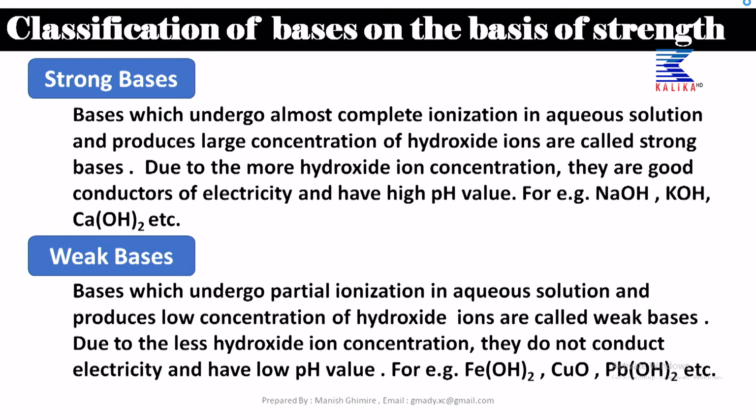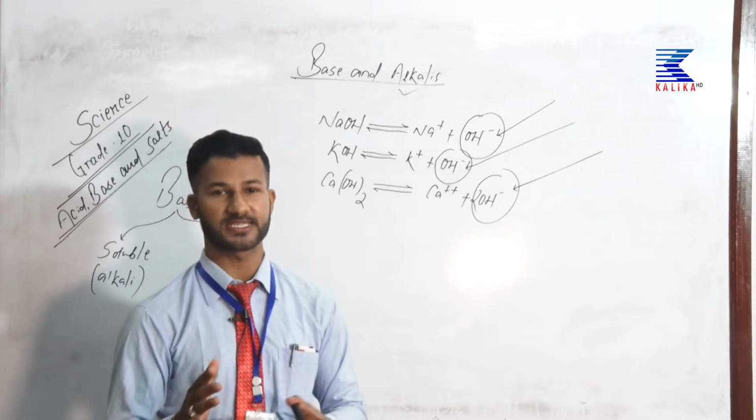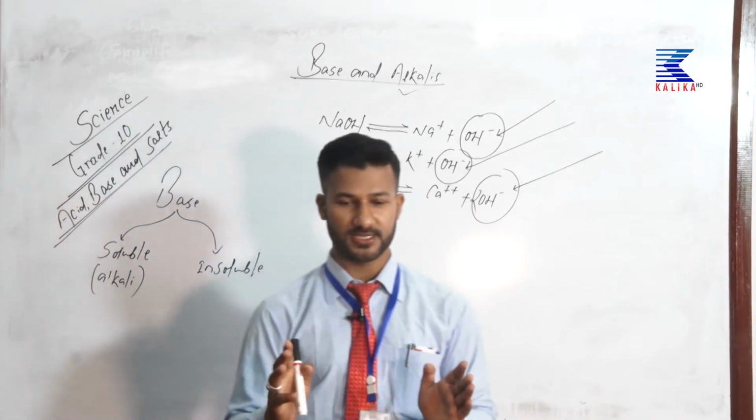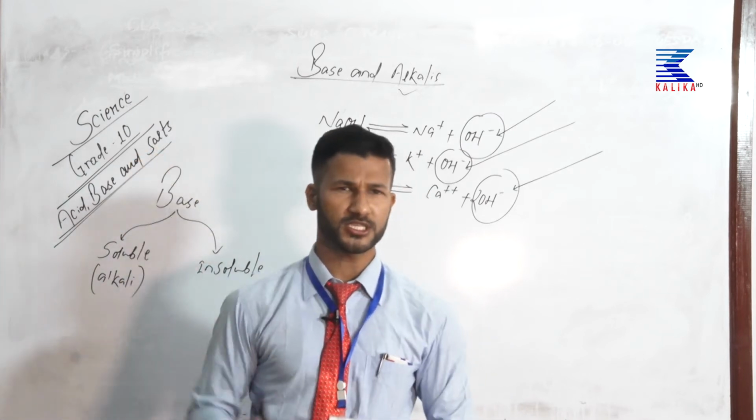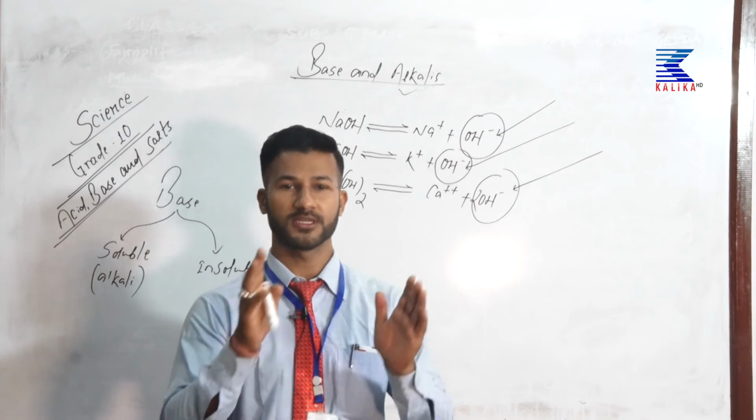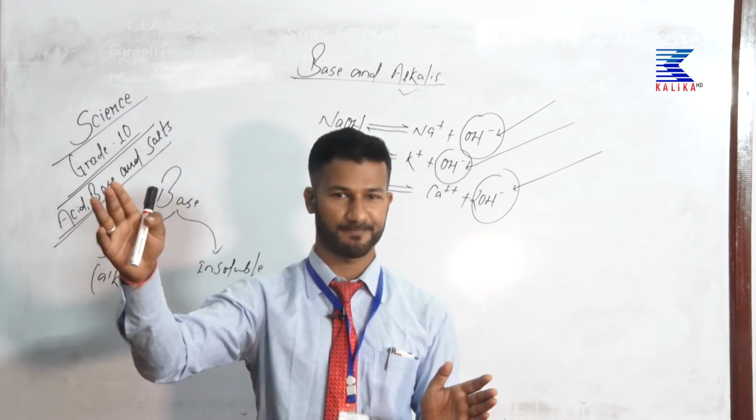And they are just opposite of acids. In case acids have low pH value when they are strong, bases have high pH value. Just opposite of strong acid, bases are. Means strong bases have higher pH value. You must know pH value ranges from 0 to 14.